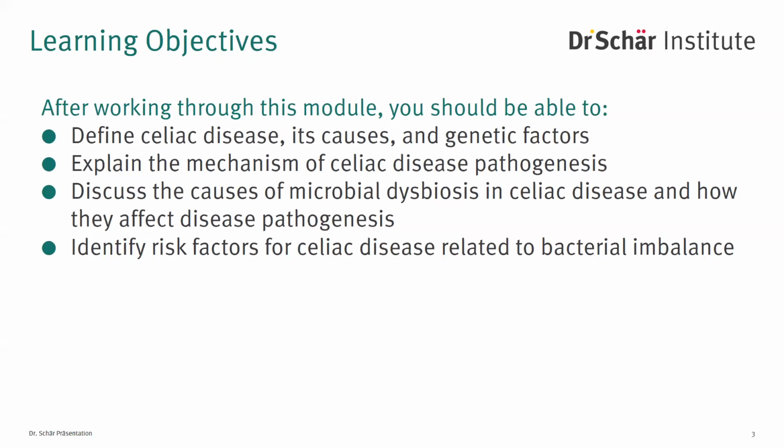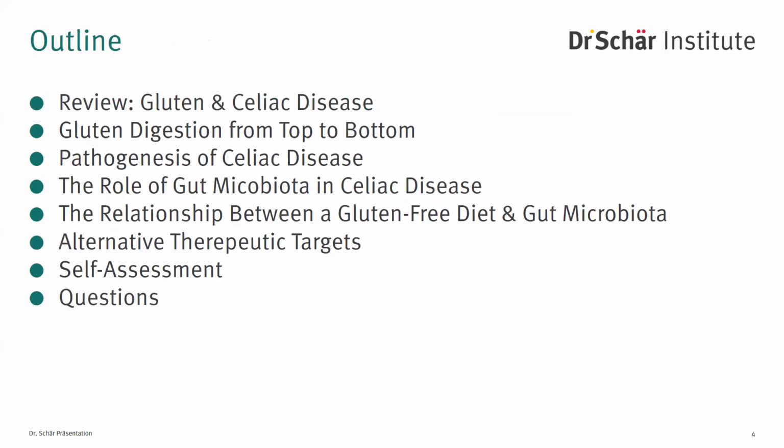So here are some learning objectives for the presentation. After this module, you should be able to define celiac disease, its causes and genetic factors, explain the mechanisms of celiac disease pathogenesis, discuss the key drivers of dysbiosis that may be a factor in celiac disease susceptibility, and describe celiac disease susceptibility related to bacterial imbalance. All right, so here's our outline. This is what we're doing today.